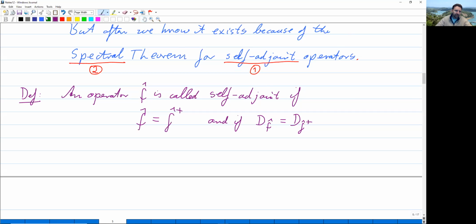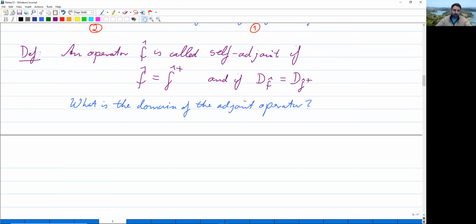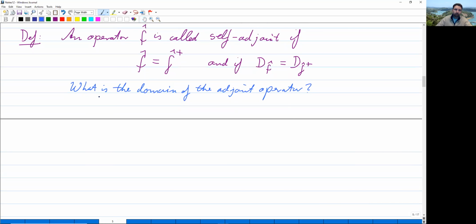So what is the domain of the adjoint operator? How does it act? Let's go back to the intuition and then turn it into a proper definition. So the intuition is, of course, this.